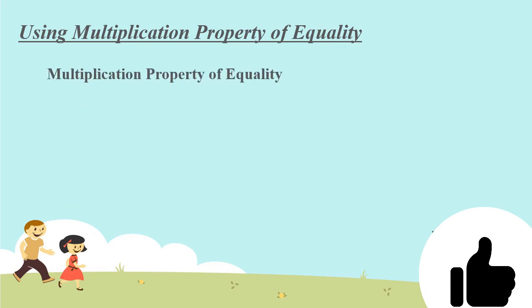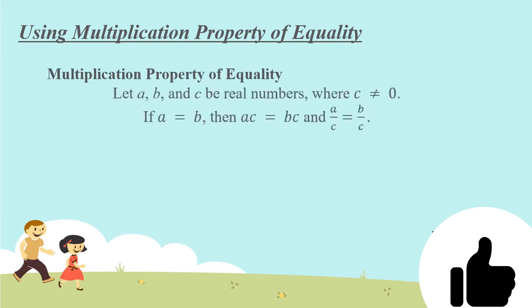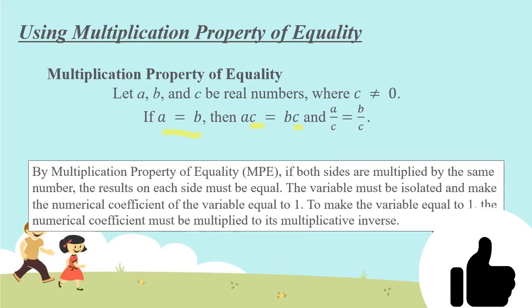Using the multiplication property of equality. Let A, B, and C be real numbers, where C must not be equal to 0. If A is equal to B, when we multiply C to each term, A times C is equal to B times C. Then, A over C is equal to B over C also. By the multiplication property of equality, if both sides are multiplied by the same number, the result on each side must be equal. The variable must be isolated, and the numerical coefficient of the variable must be made equal to 1. To make it 1, the numerical coefficient must be multiplied by its multiplicative inverse.